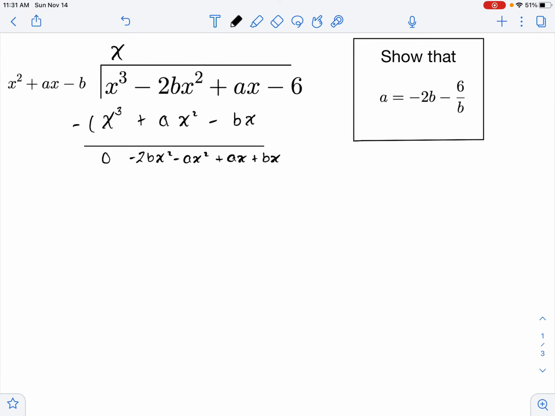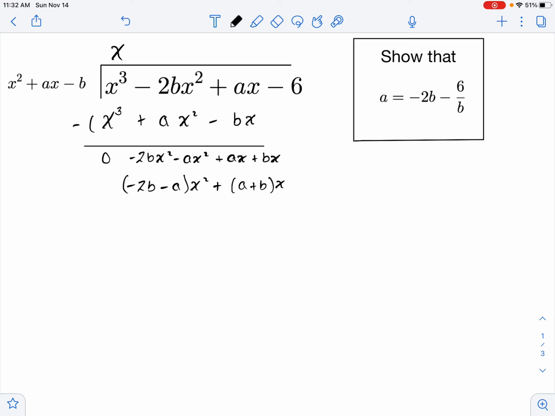Before I bring down my next term, I'm just going to combine these. I will factor out the x squared out of this term and this term. So I'll have negative 2b minus a, x squared, and out of these two terms I'll factor out the x, and so I'll have a plus b, x right there. Okay, and we now continue.